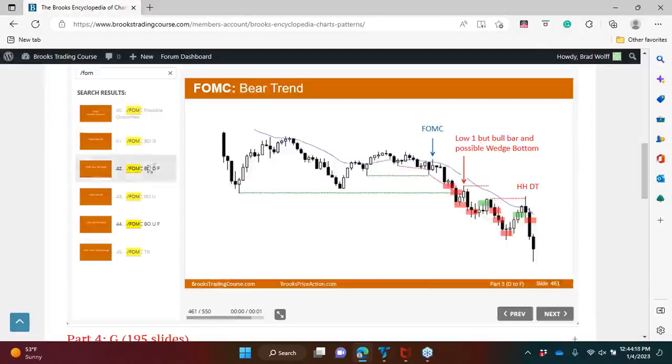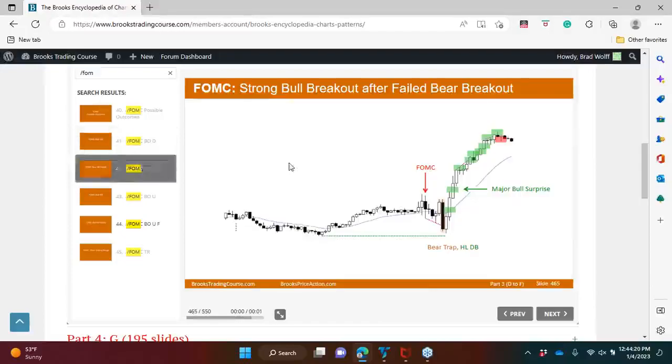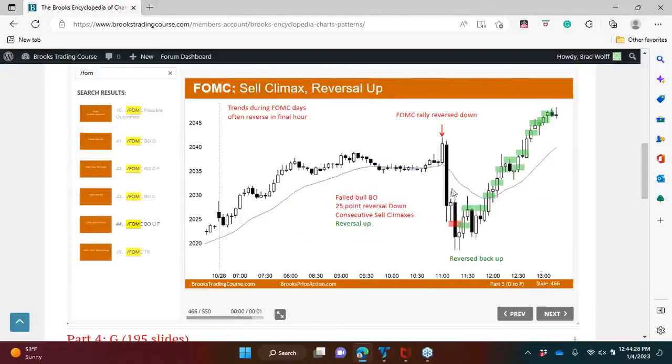So the point I'm trying to make is trading range broke the downside, reversed up. This was already in a trading range. It increased the odds of reversal. Bear breakout, yes, but then in a bull trend. So we just broke below the trading range and reversed up.